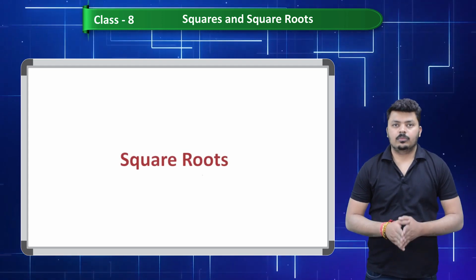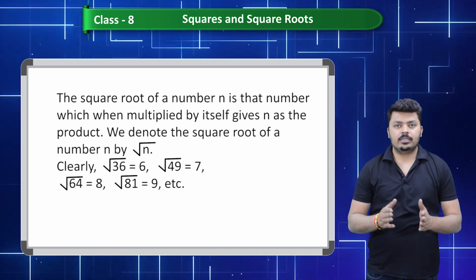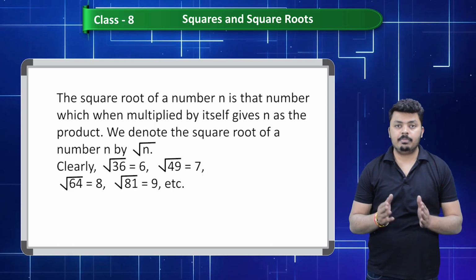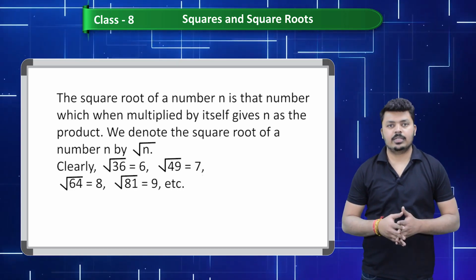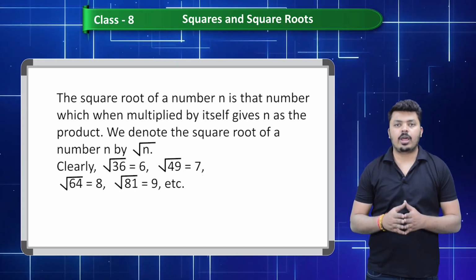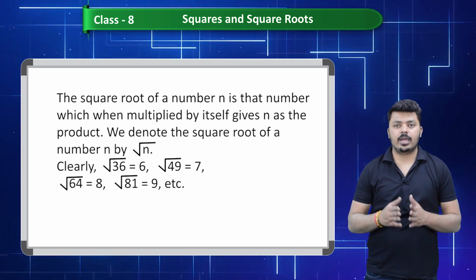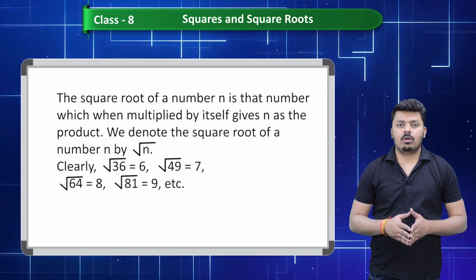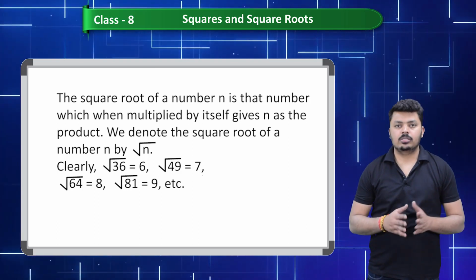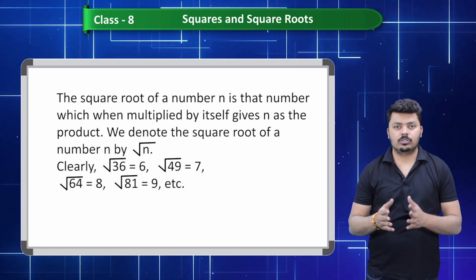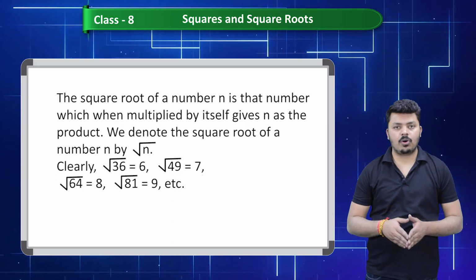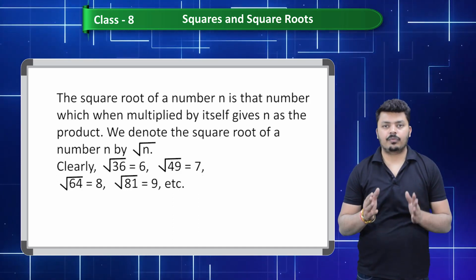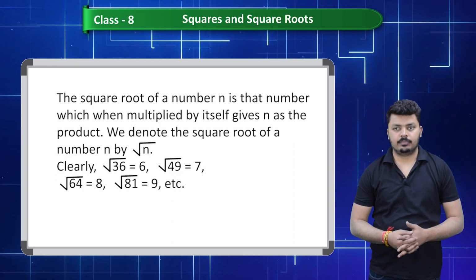Square roots. The square root of a number n is that number which when multiplied by itself gives n as the product. We denote the square root of a number n by under root n. Clearly, square root of 36 equals 6, square root of 49 equals 7, square root of 64 equals 8, square root of 81 equals 9, etc.